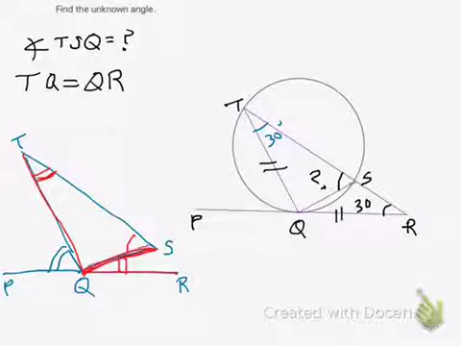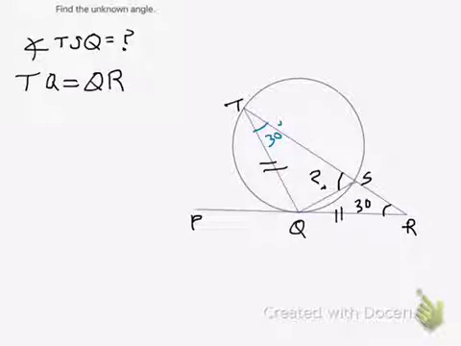So angle SQR is equal to angle QTS. This proves the alternate segment theorem. So we can say here angle SQR to be 30 degrees from the alternate segment theorem.